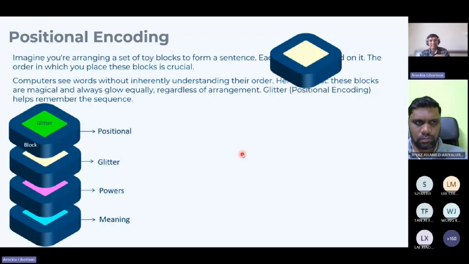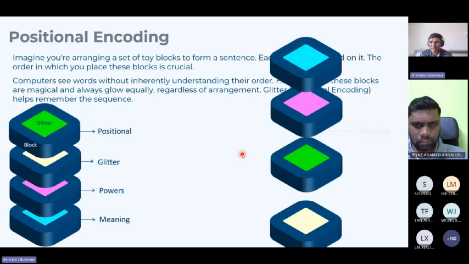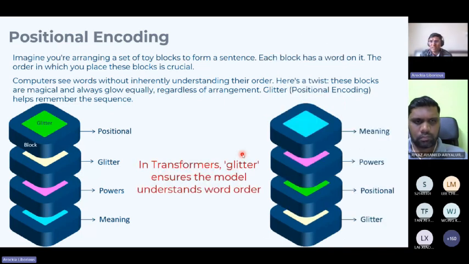Imagine that you are arranging a set of toys, like Lego blocks. Each block, when arranged in a certain sequence, gives a certain output for you. When you demolish and then rearrange those blocks in a different structure, it gives a different meaning altogether. So let's take this sentence here: positional glitter powers meaning, and then meaning powers positional glitter. Both have a similar meaning, and the sequence of words is interchanged.